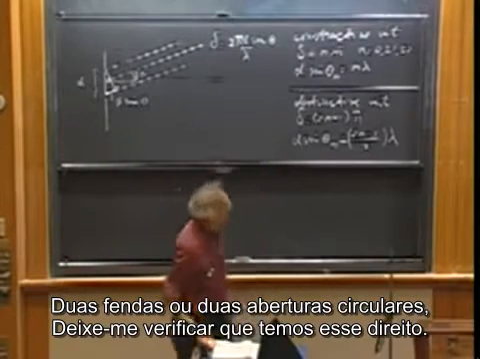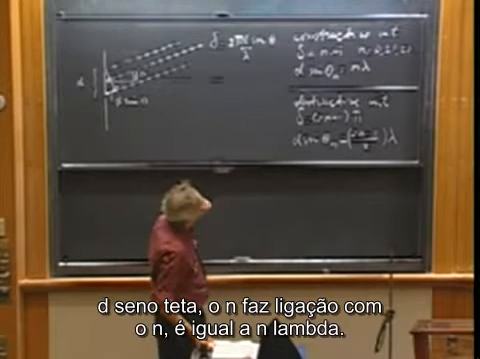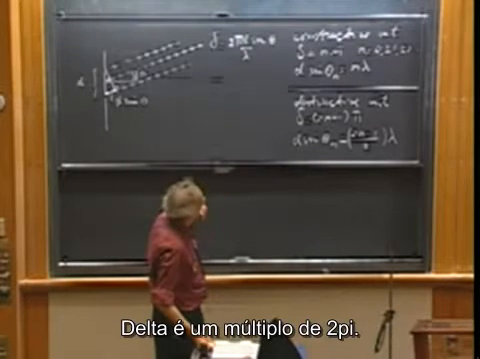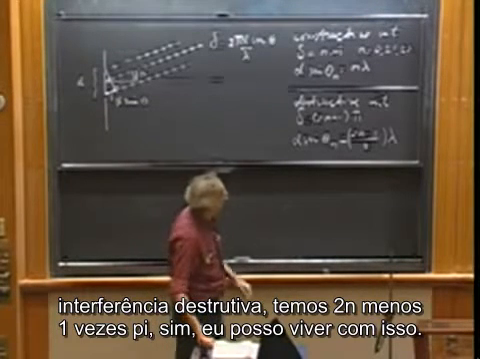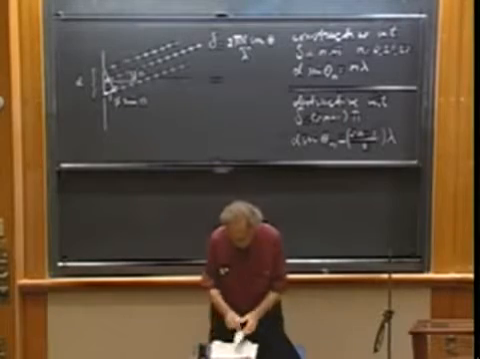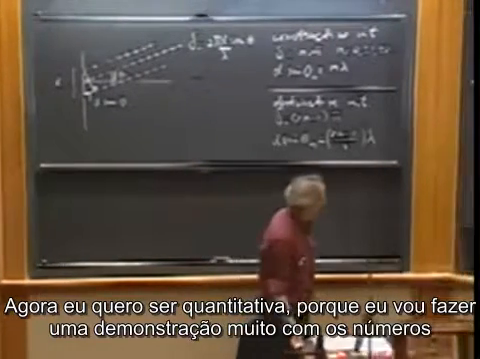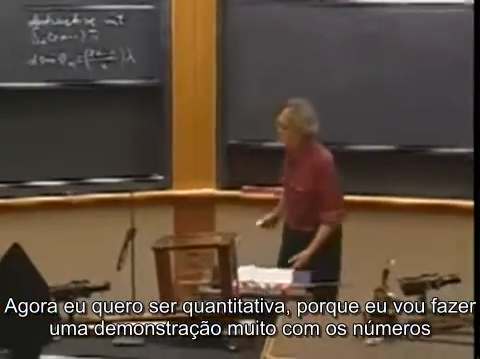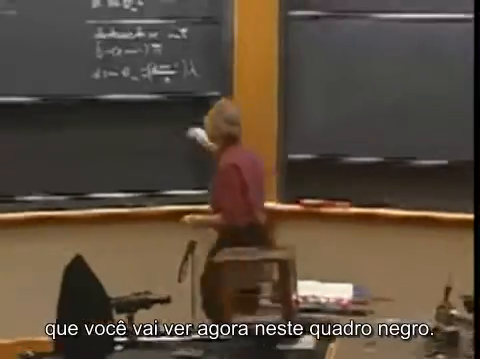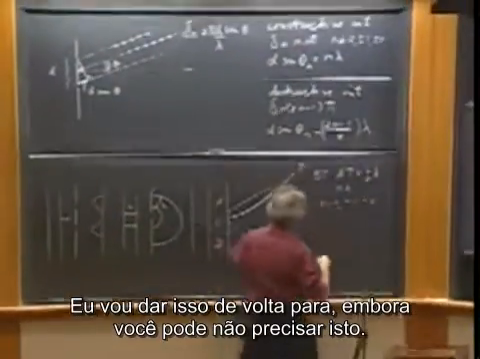Let me check that we have that right. D sine theta, the n makes connection with the n, equals n lambda. Delta is a multiple of 2 pi. Destructive interference, we get 2n minus 1 times pi. Yes, I can live with that. Now I want to be quantitative, because I'm going to do a demonstration very much with the numbers that you're going to see now on this blackboard. I'll give this back to you, although you may not need this.